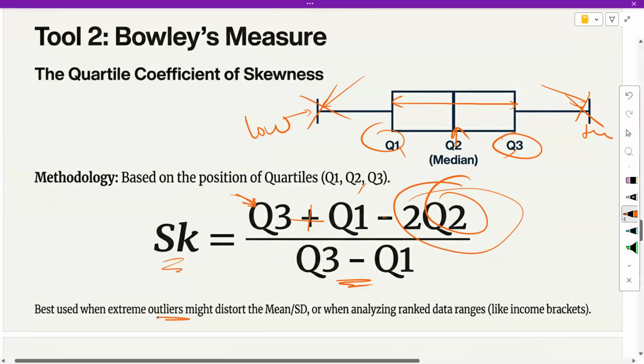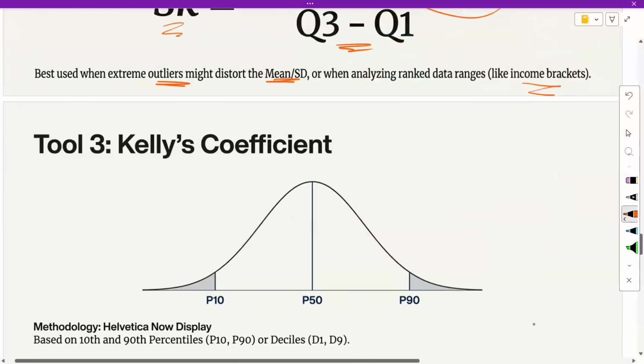It is best used when extreme outliers might distort the mean or standard deviation, or when analyzing range data, like income brackets. You may see some data sets with extreme values. In those instances, the mean and standard deviation may not give a good idea about the data distribution, so we can use Bowley's coefficient of skewness.